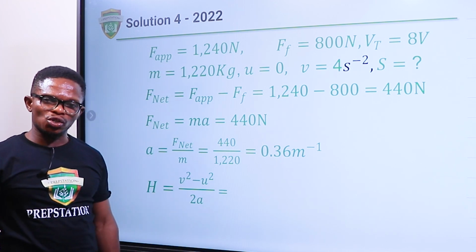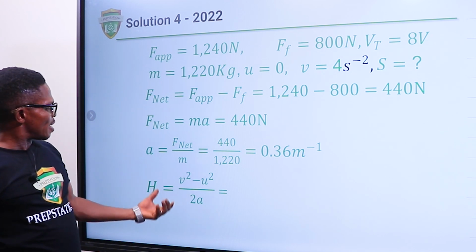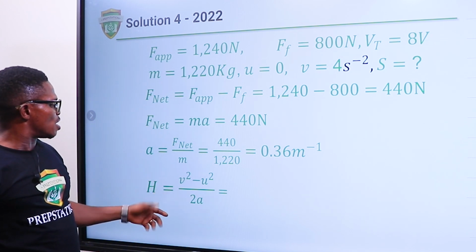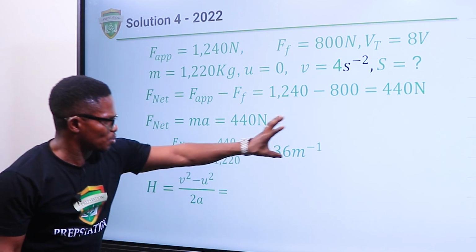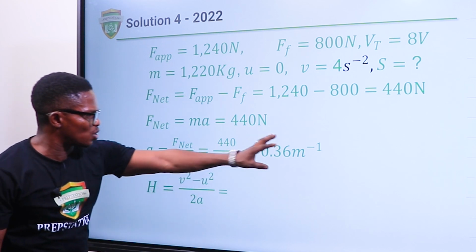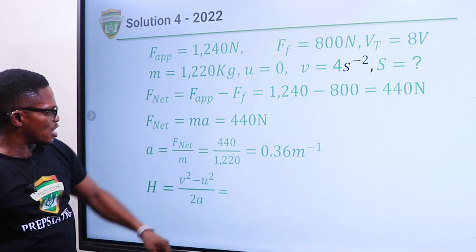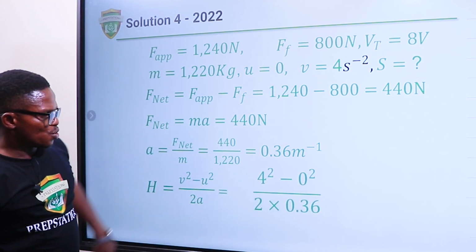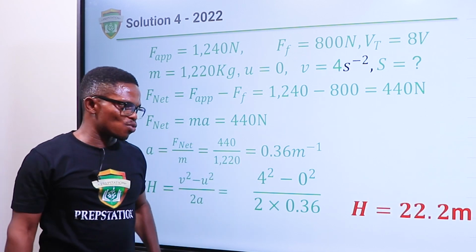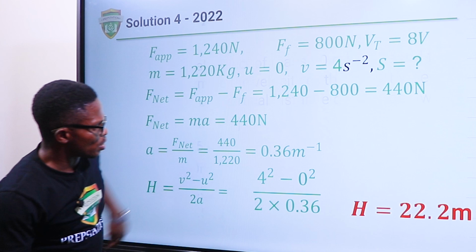This has to do with motion. So what do we do? Quickly fall back to the equations of motion. And this is coming from equation number 3. So from equation number 3, make H the subject of the formula, substitute these values. These values were given. We just calculated A. V was given, U was given. So when you substitute these values into the formula, you are going to get the final answer as 22.2 meter. All right, let's quickly move forward.